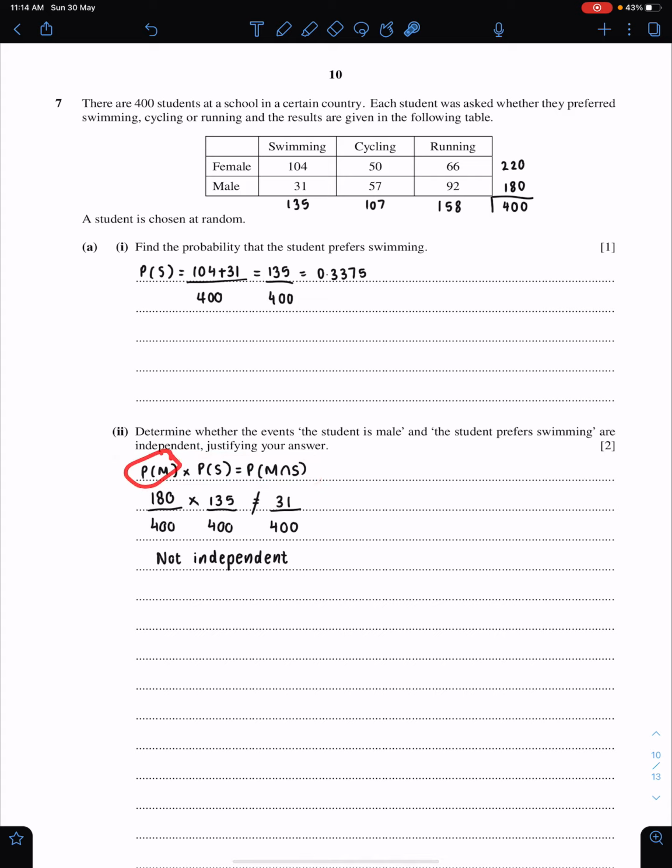So males, there are 180 males. So 180 divided by 400 is here. Swimmers, there are 135 swimmers divided by 400, and the common of these two is 31. Males and swimmers, 31 upon 400. This equation is not verified. Therefore, the events are not independent. You must mention this equation first and then substitute the values, and then give the statement with respect to the answer.